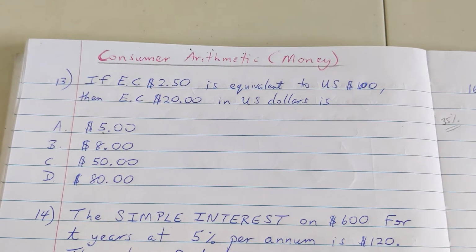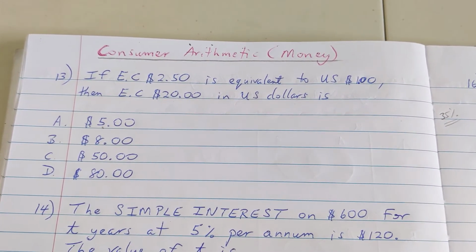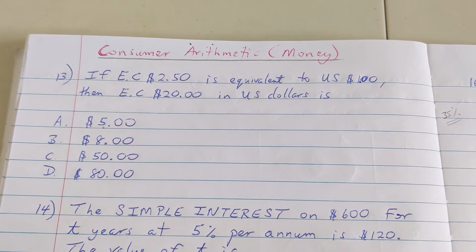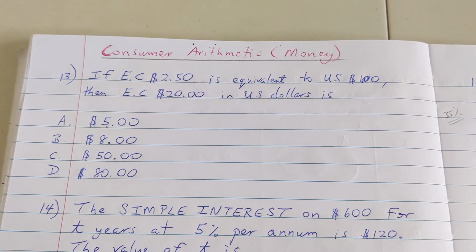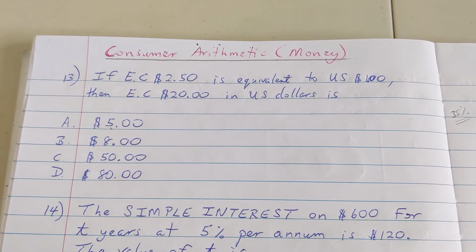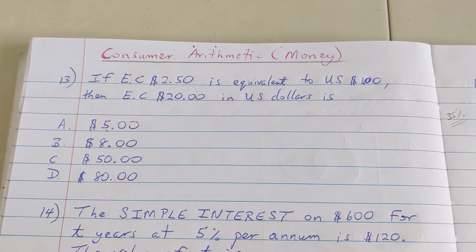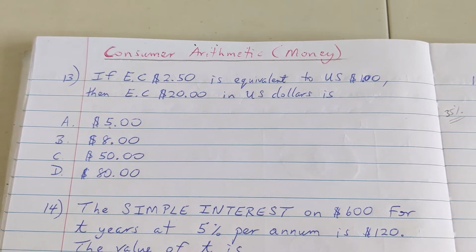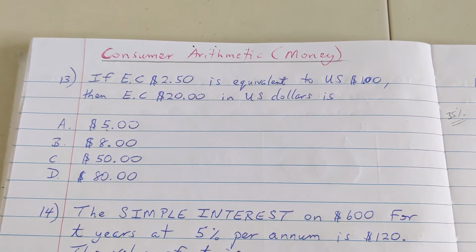Good day. So we're going to look at the money topics now, consumer arithmetic, numbers 13 to 20 on the multiple choice exam. There are 8 consumer arithmetic questions, and we're going to break them up into the various topics that they have, because they have several topics that are going to be coming. So the first one we're going to look at, just because it's number 13 on the exam, is foreign exchange.